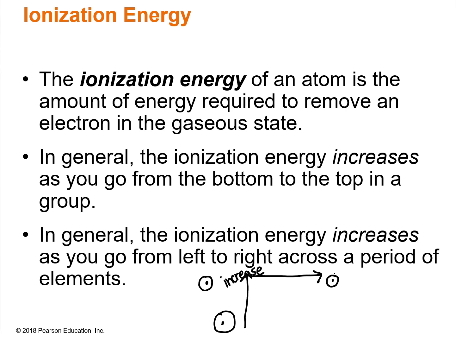So on your periodic table, you're going to want to make sure that you have all three of the trends: atomic radius and metallic character, which follow the same trend, and then ionization energy, which is the opposite. It increases as you go up a group and across a period.